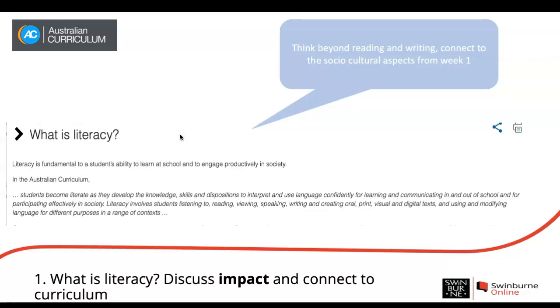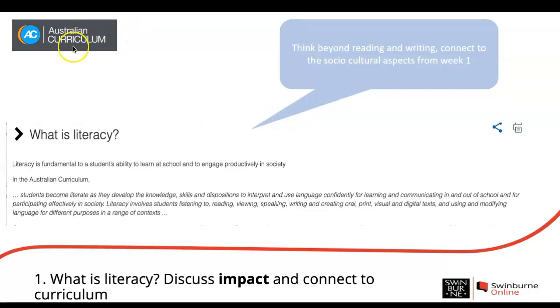But my advice here is to think also about the broader implications of literacy. So what does it mean to be literate these days? What skills do you need to be a productive member of society? In our assessment details and in the rubric, it asks you to connect to curriculum and curriculum frameworks. It doesn't mean that you need to connect to specific learning outcomes, but you can use the curriculum to base your concept of literacy off.